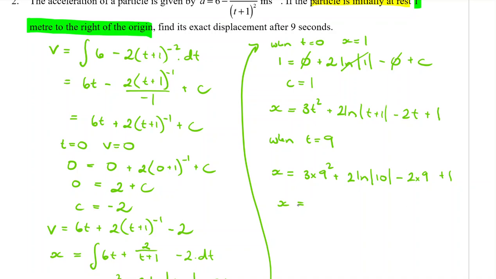What is it? Did you work it out already? So 3 times 9 squared minus the 2 times 9 plus 5. Did you get 230? Yep, so 230 plus 2 ln of 10. Because the 10 is positive, we can get rid of the absolute value signs. I think that's it. We're just going to leave it exact like that, so we have to go to a decimal if we go any further.